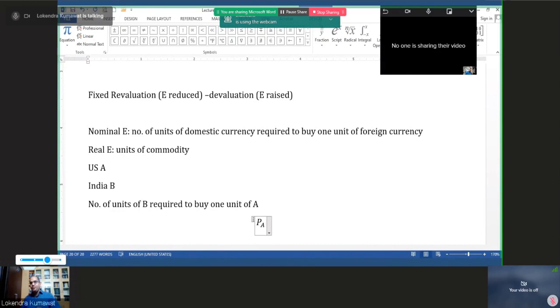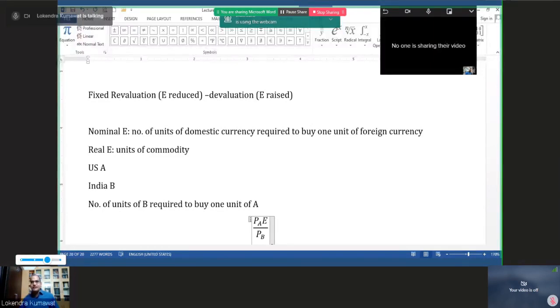If you want to convert it to Indian rupees, you will require E rupees per dollar. So suppose the price is $10 and the rupee-dollar exchange rate is 75. So in terms of Indian rupees, it would be 750 rupees. The price of B in India is, suppose, 75 rupees, so you will have to divide. In 750 rupees, you can buy 10 units of B. So that means in order to buy 1 unit of commodity A, you need this many units of commodity B.